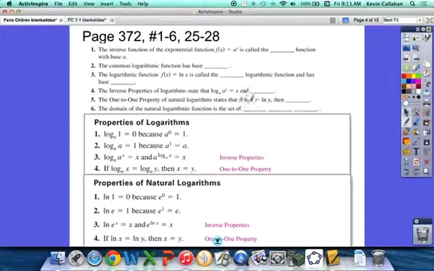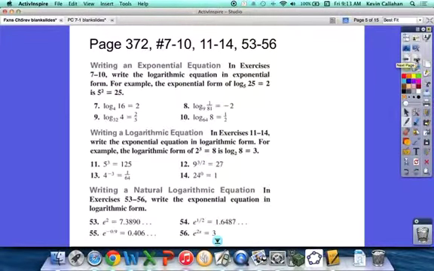The one-to-one property for natural logarithms states that if ln of x equals ln of y, then x equals y. And the domain of the natural logarithmic function is the set of positive real numbers. Remember, you can't take the logarithm of a negative number. You can't take a logarithm of 0.